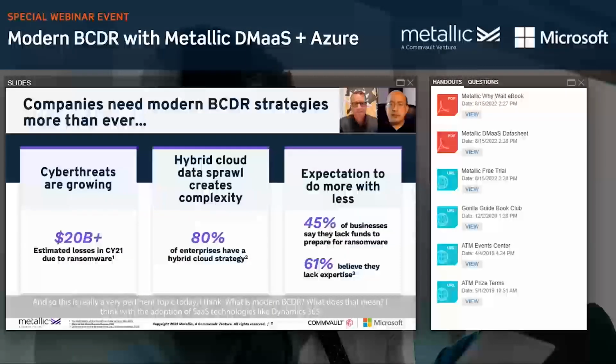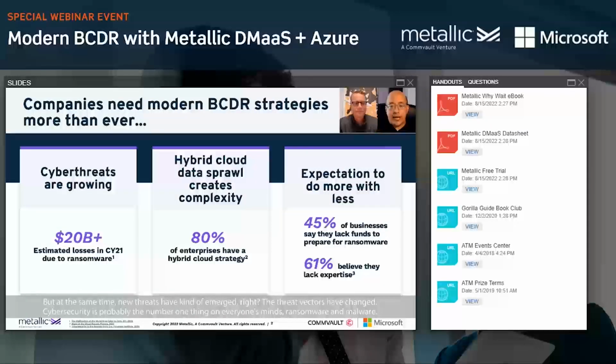What is modern BCDR? What does that mean? I think with the adoption of SaaS technologies like Dynamics 365 and Microsoft 365, and using Azure cloud resources, PaaS and IaaS resources, the nature of threats has really changed, right? The data center has been modernized. People have accelerated their move to the cloud and adopting new technology. And now they don't have to worry about things like data center disaster or hardware failing or things of that nature. But at the same time, new threats have emerged, right?